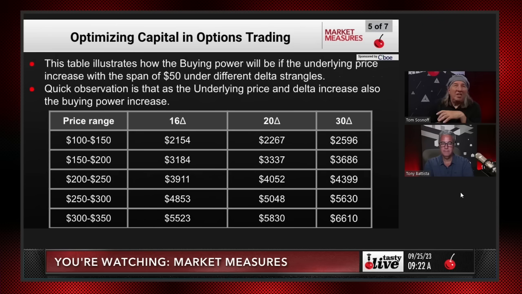So this table illustrates what the buying power will be if the underlying price increases within a span of $50 under different delta strategies. One quick observation is that as the underlying price and the delta increase, the buying power also increases. They also force the buying power to increase.